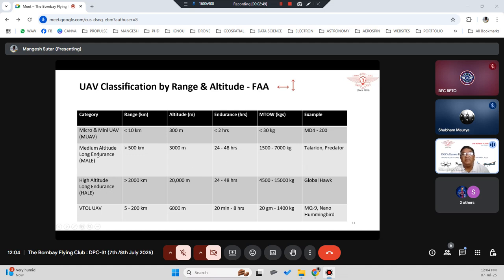Now if you see this, medium altitude long endurance or high altitude long endurance, these are not rotorcraft drones. These are more or less fixed wing. Do you know why they are fixed wing, not rotorcraft? Any idea? Fixed wings are more efficient and they provide lift even without using much energy, or there is not much friction.